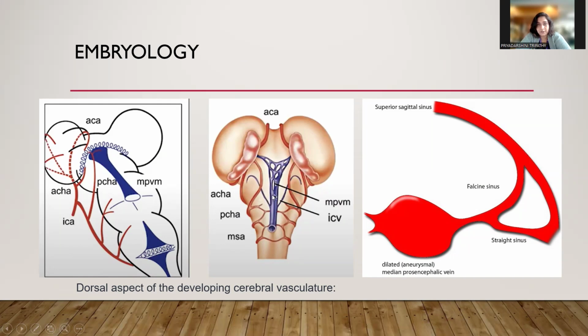When a vein of Galen malformation happens, there is an arteriovenous fistula which develops at this site, and it becomes a very high flow fistula and leads to very high backward pressure. There is dilatation of the median prosencephalic vein, and then the backward flow goes into the straight sinus and the superior sagittal sinus.